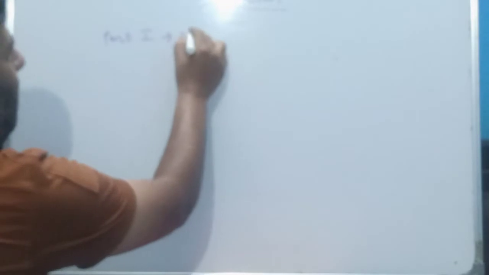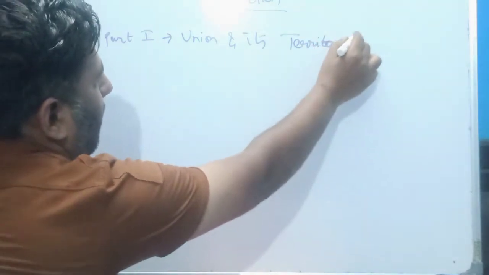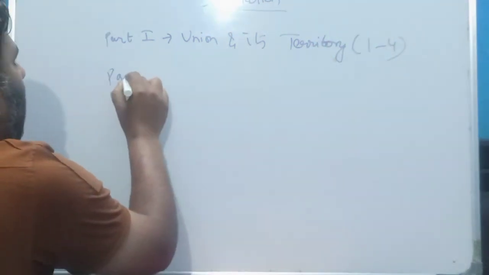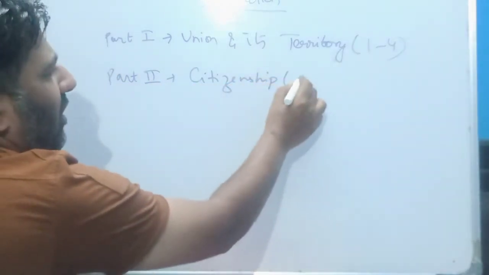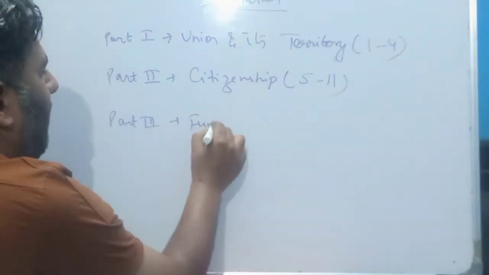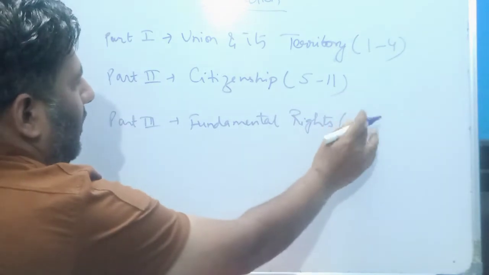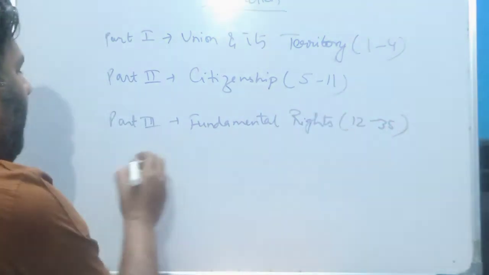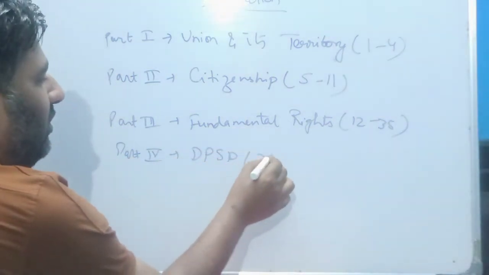So, starting with part 1, which is Union and its territory, 1 to 4. Then part 2, which is citizenship, provisions are in this, 5 to 11. Then part 3, very important, fundamental rights, 12 to 35. Then part 4, DPSP, Directive Principles of State Policy, 36 to 51.